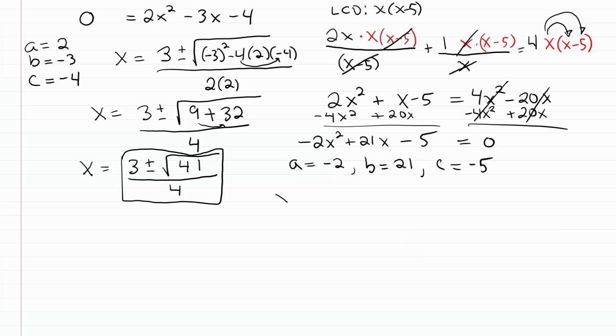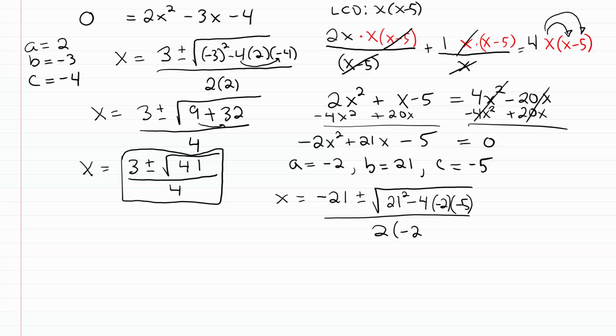So we'll have x is equal to negative b, so that'll be negative 21, plus or minus the square root of the b term squared, that's 21 squared, minus 4 times the a term, which is negative 2, times the c term, which is negative 5. All that will be over 2 times a, or 2 times negative 2.